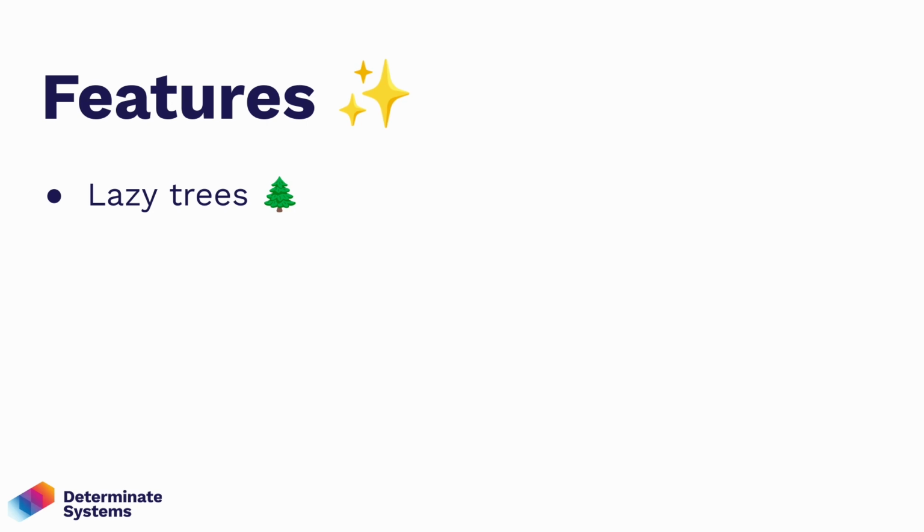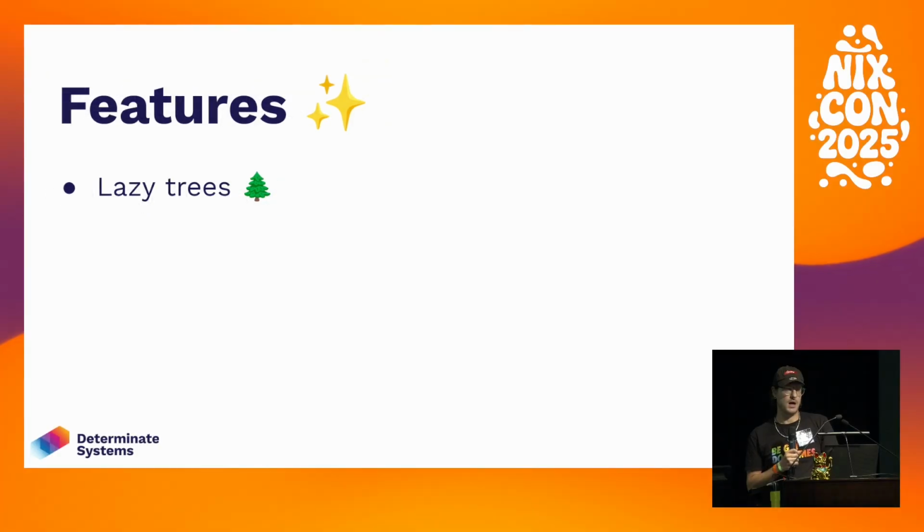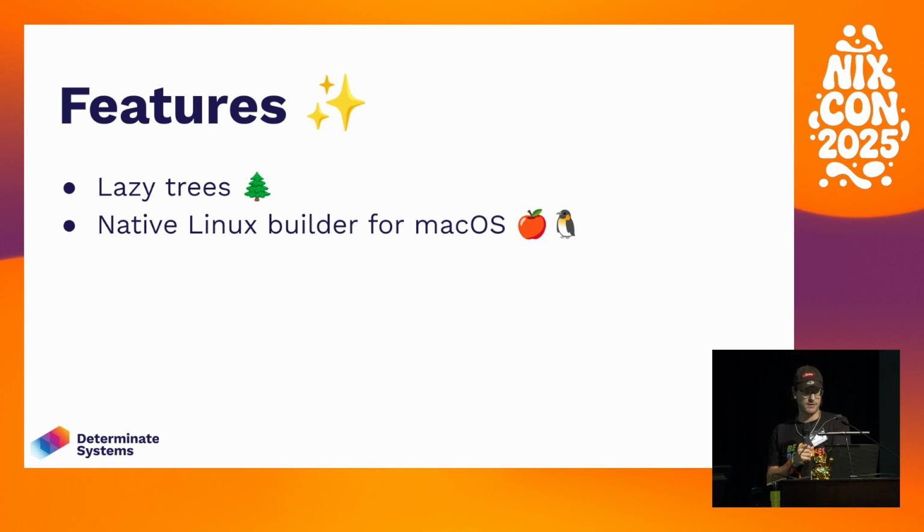Some of the latest features that we've shipped that I'm very excited about include lazy trees, which is a change to the way that store evaluation happens, such that you no longer need to copy your entire mono repo to the store every time that you do an evaluation. Instead it will hash in place and only copy things to the store as required. And in a second, you're going to see that that causes some pretty huge speedups.